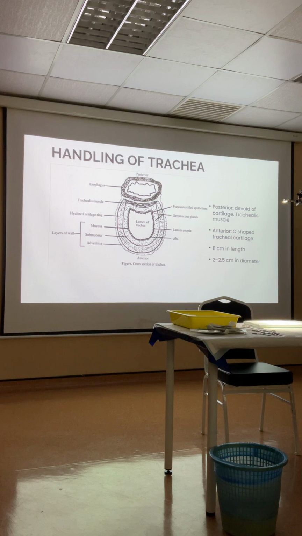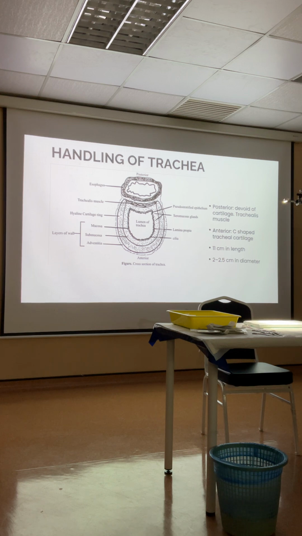So before we start getting our hands dirty with the trachea, let's first understand the anatomy of the trachea. As you all can see, our trachea is a C-shaped cartilage. The C-shaped cartilage is in the anterior part of the trachea. It's in the form of a U. This cartilage gives the trachea its strength, so it prevents the trachea from collapsing. Unlike the esophagus, it's a collapsible structure.